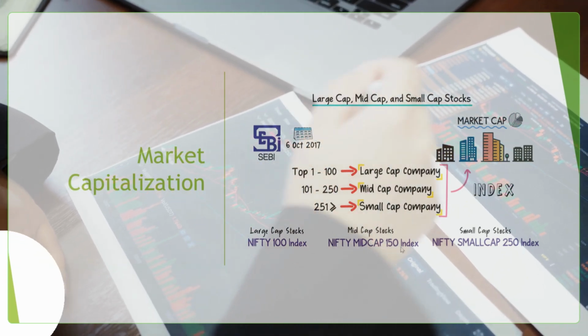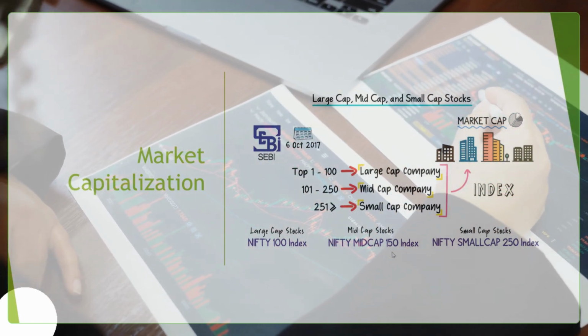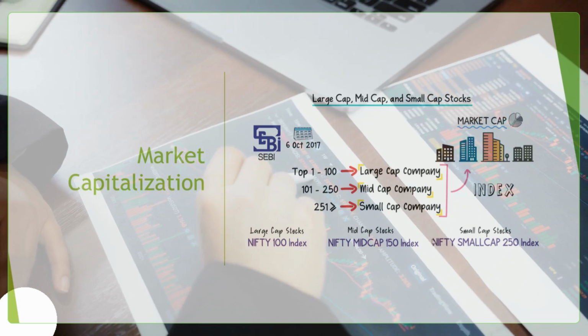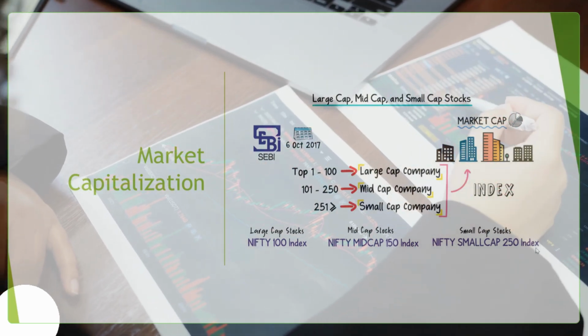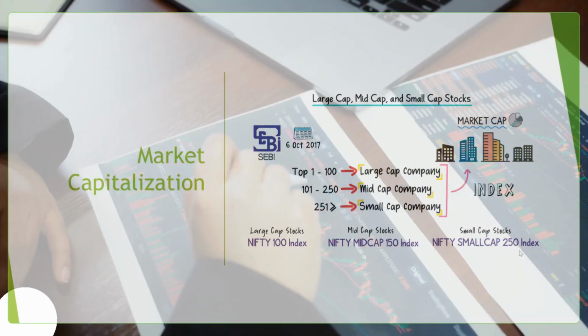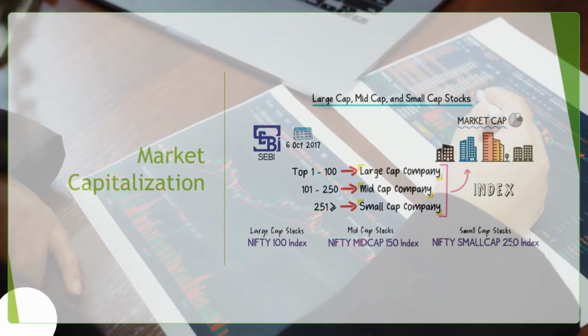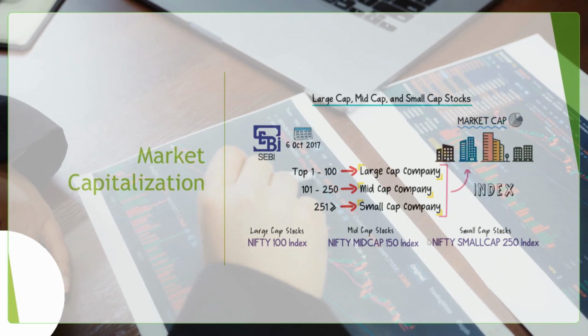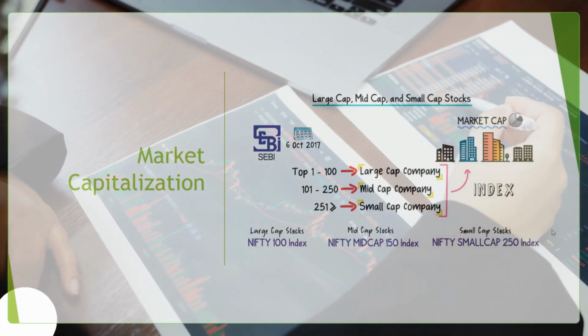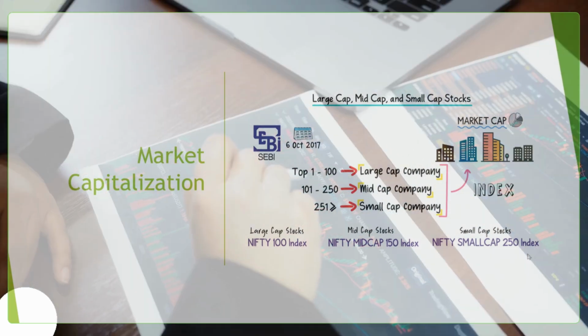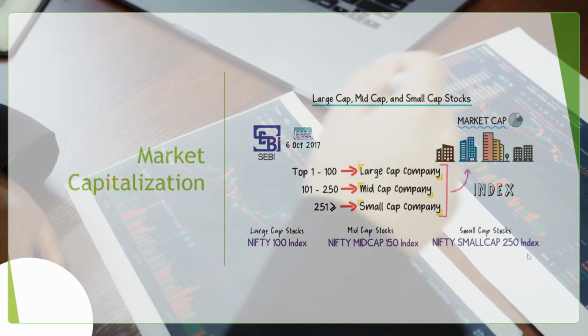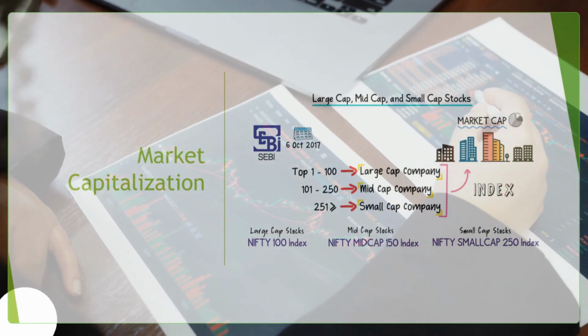Then anything after that, so 100 plus 150 became 250. After 250, whatever company it is, that is called small cap, and that list you can see in the Smallcap 250 index. There will be 250 companies in the small cap, and none of them will be in the 100 or the 150. So these are totally different small cap companies. Then they again came up with the concept of micro cap, nano cap, like that.